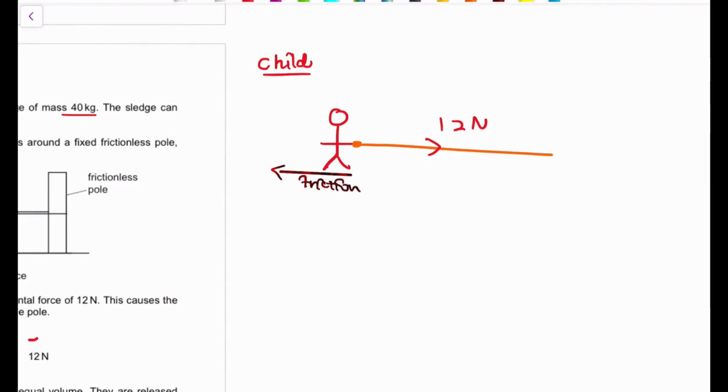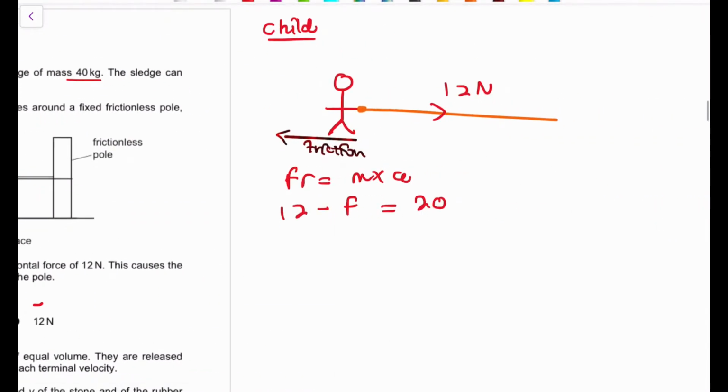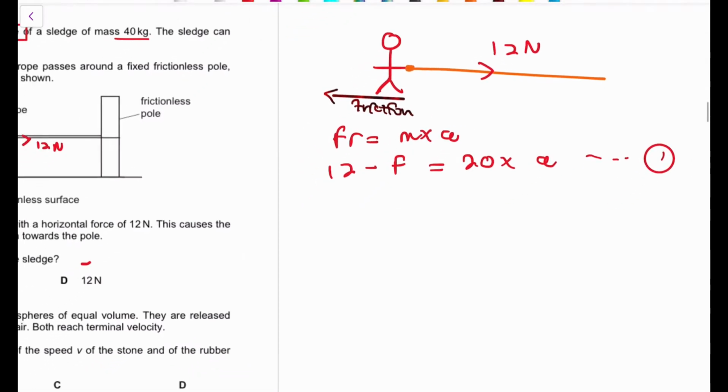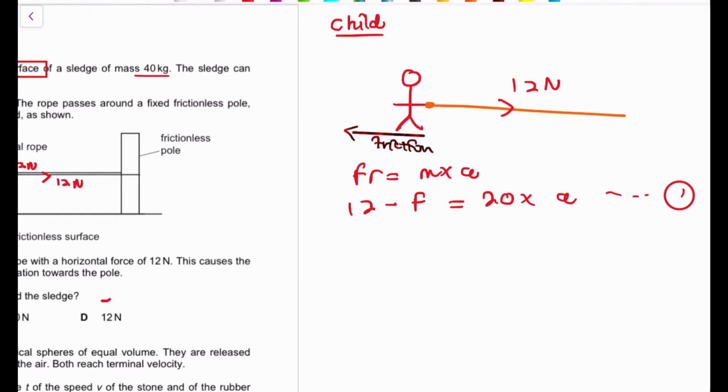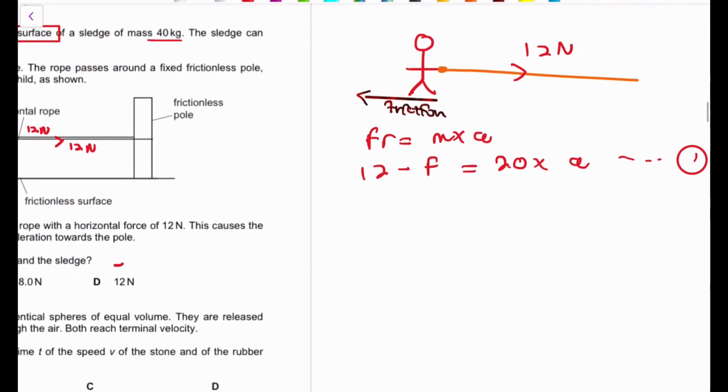From Newton's second law, the resultant force is the mass multiplied by the acceleration. So the resultant force, 12 minus the frictional force F, is equal to the mass of the child, 20, multiplied by the acceleration. This is my equation 1. The child pushes forward with a force of 12 newtons, and the frictional force acts backwards with a force F. So this is the first scenario, for the child.